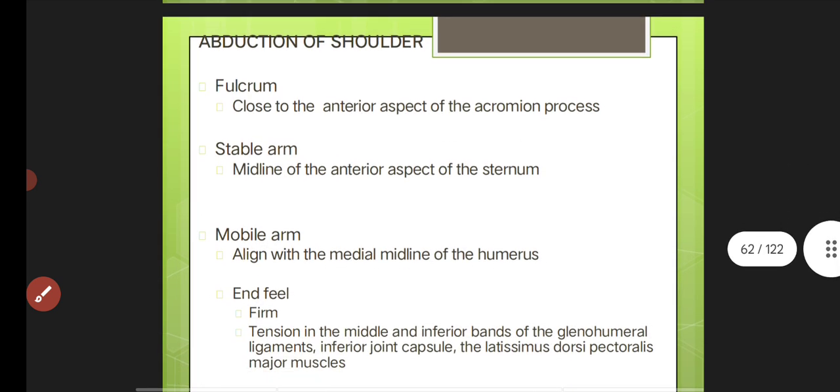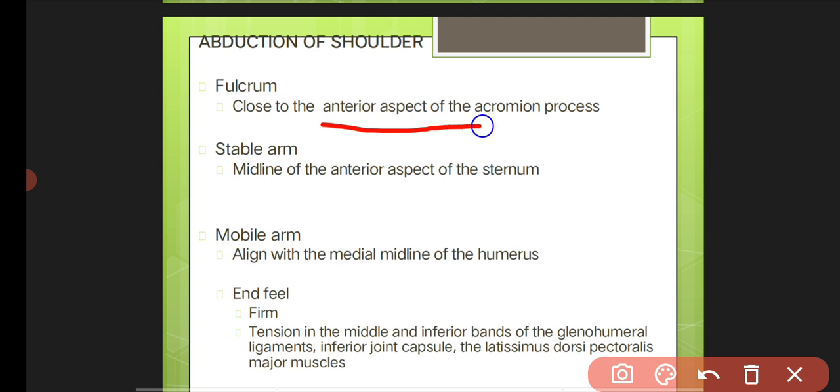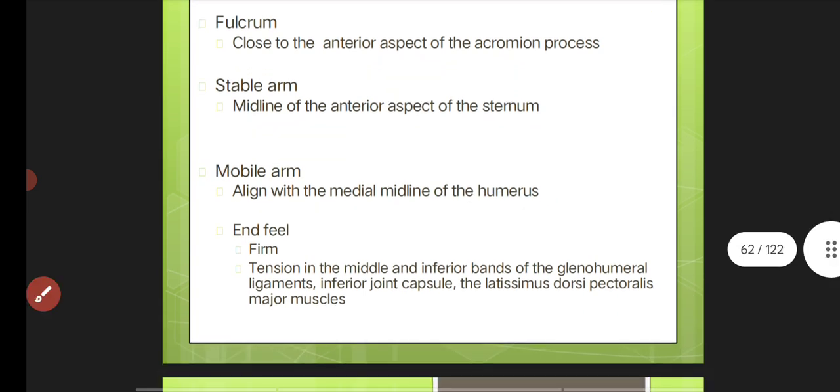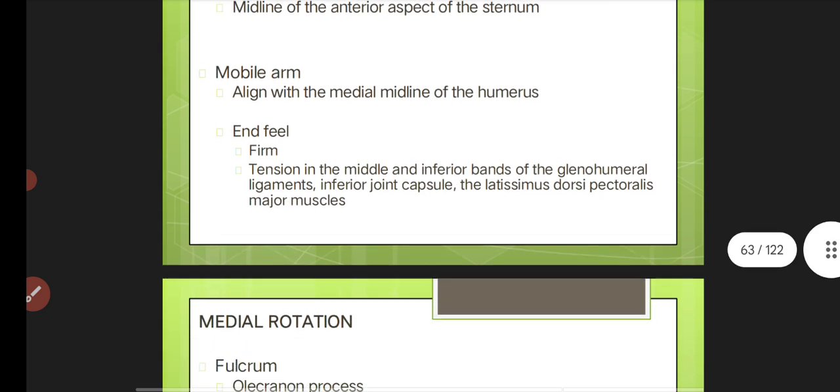In the same way, the fulcrum is close to the anterior aspect of the acromial process. The stable arm is along the midline of the anterior aspect of the sternum. The mobile arm is aligned with the medial midline of the humerus. The end feel will be formed from the tension in the middle and inferior bands of the glenohumeral ligament, the inferior joint capsule, and the latissimus dorsi and pectoralis major muscles.